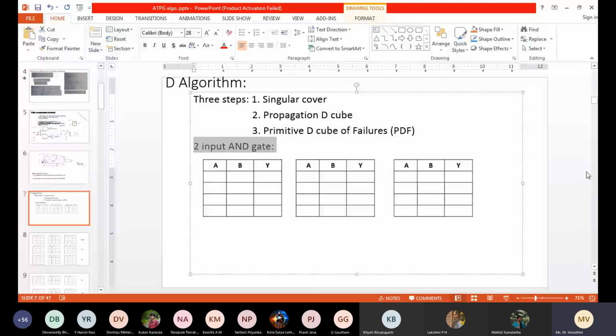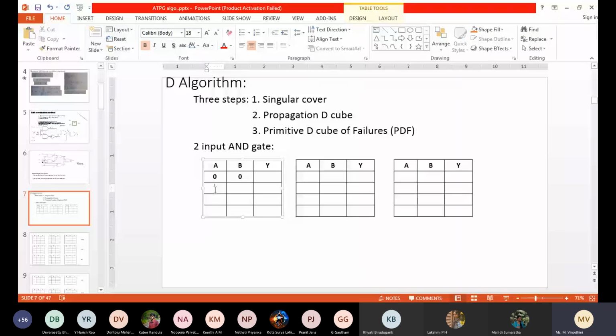So now, 2 input AND gate. First, I have to write the truth table. 2 input truth table: 0 0, 0 1, 1 0, 1 1. What will be the output? AND gate output: 0, 0, 0, and 1. I wrote the truth table for a 2 input AND gate.